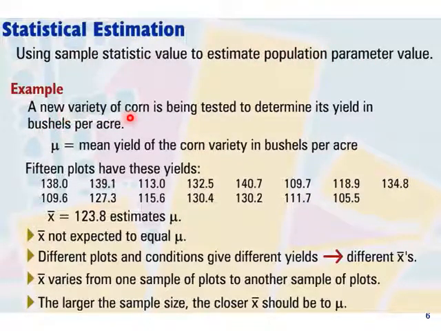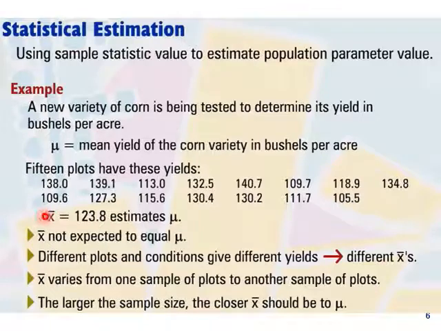Example: a new variety of corn is being tested to determine its yield in bushels per acre. So mu is equal to the mean yield of the corn variety in bushels per acre. But we cannot go into all fields and get the yield. So what we did, we got 15 plots and got their yields. So we got these yields.